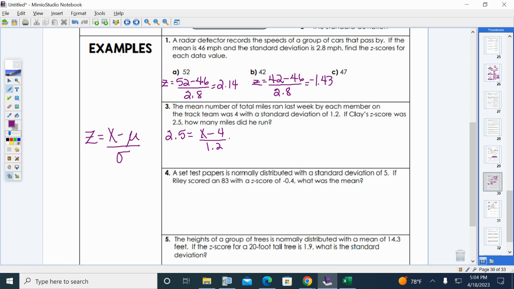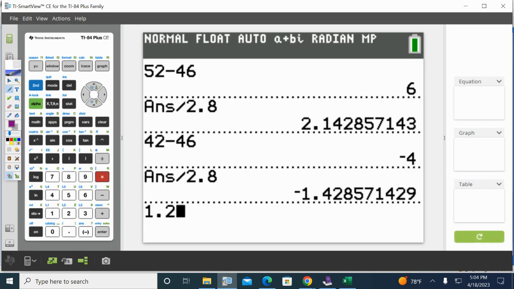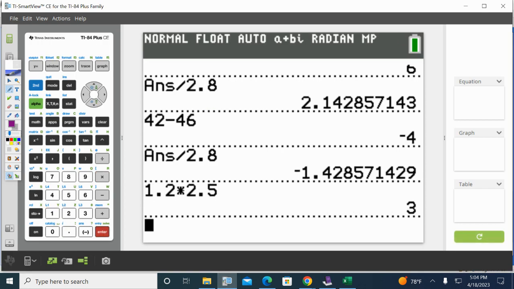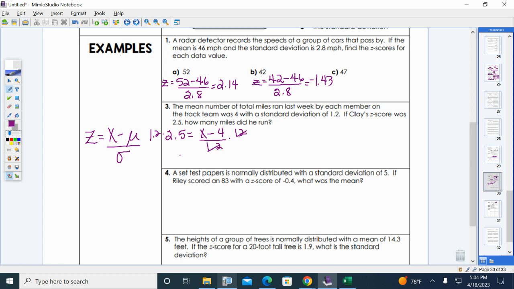So to solve this, I would multiply by 1.2 on both sides. 1.2 times 2.5 is 3. So now it says 3 is equal to x minus 4. And when you add 4 to both sides, you get x is equal to 7. So he ran 7 miles.